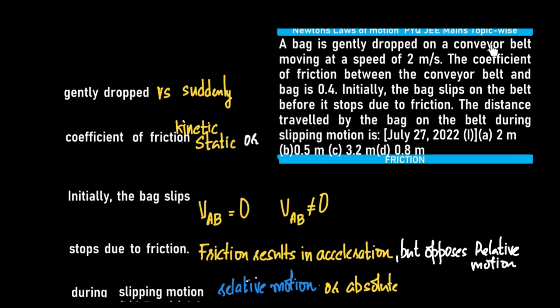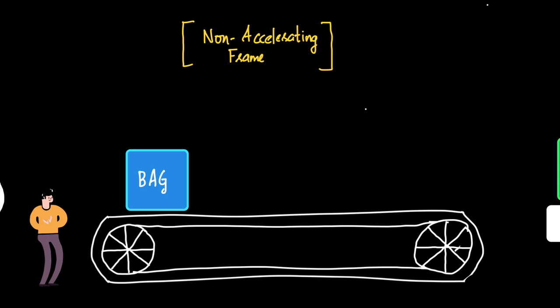A bag is gently dropped on a conveyor belt moving at a speed of 2 meters per second. The coefficient of friction between the conveyor belt and the bag is 0.4. Initially, the bag slips on the belt before it stops slipping due to friction. The distance traveled by the bag on the belt during the slipping motion is?